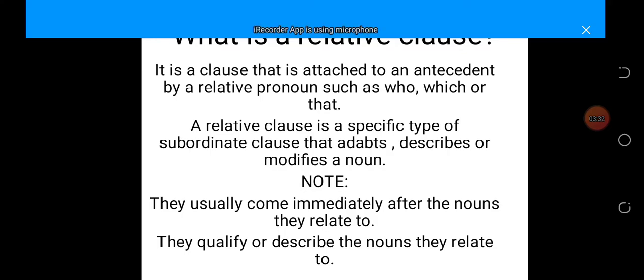We should also note that they usually come immediately after the nouns they relate to. So they come immediately after the nouns they want to describe, they want to modify in a sentence. They also qualify or describe the noun they relate to. Very good.